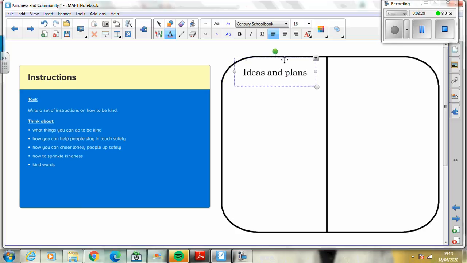And on one side you'll have your ideas and your plans, and then you're going to write your draft of your instructions on the other side of the page. So your ideas and your plans will be all of these things here that you need to think about. What could you do to be kind?